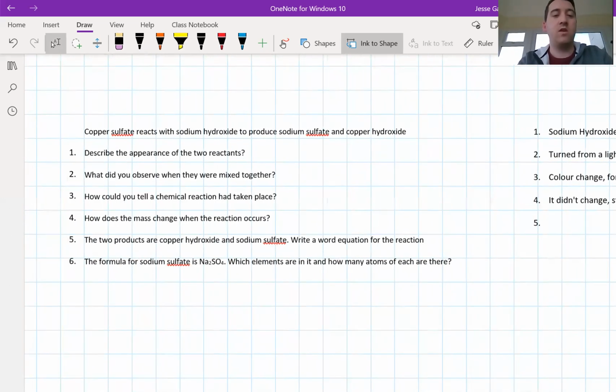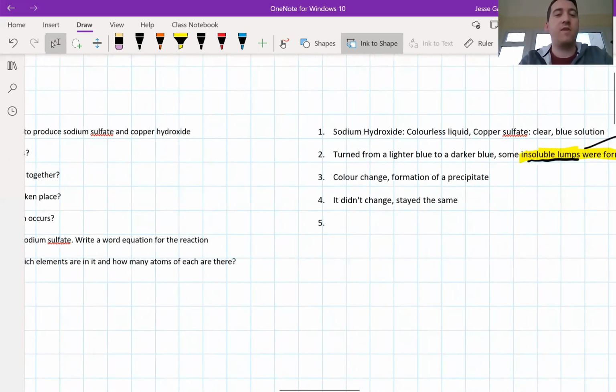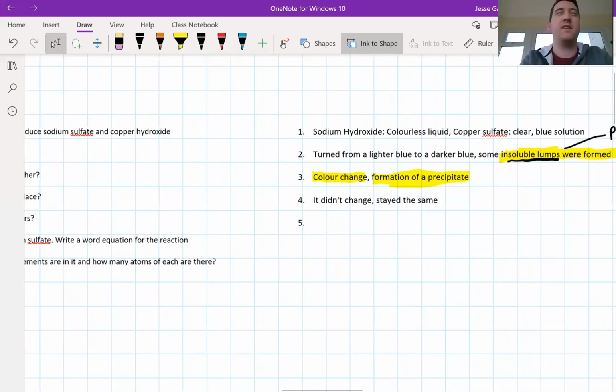So in the next one, it said, how could you tell a chemical reaction had taken place? Well, first of all, we saw a color change. It changed the shade of blue. But we also saw this formation of a precipitate. Now, you might not have used that keyword there. You might have said an insoluble solid, formation of an insoluble solid. But you could replace that insoluble solid with the word precipitate to make it even more accurate and to use a new keyword that we've learned.